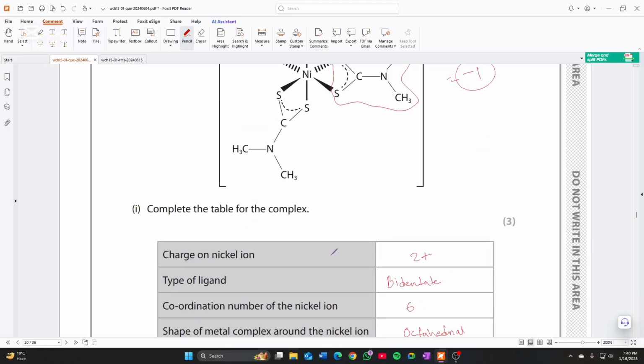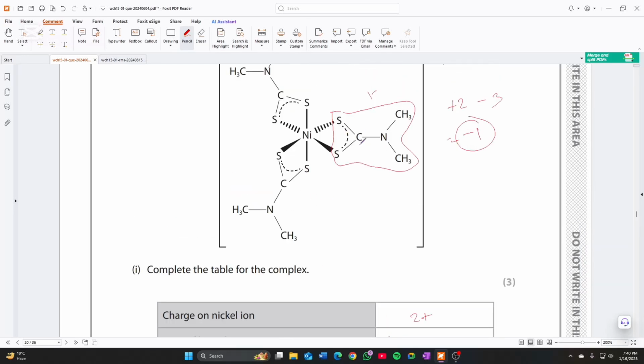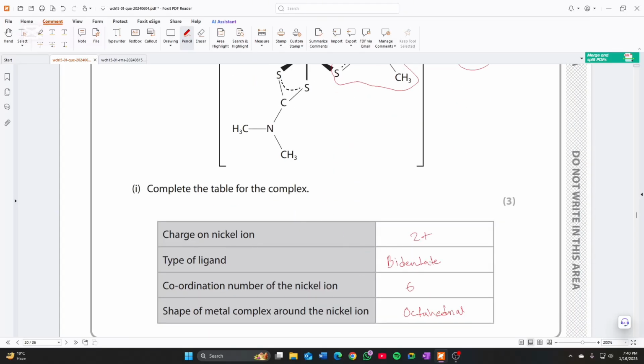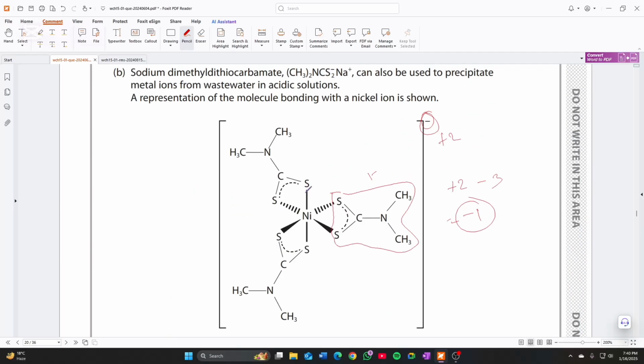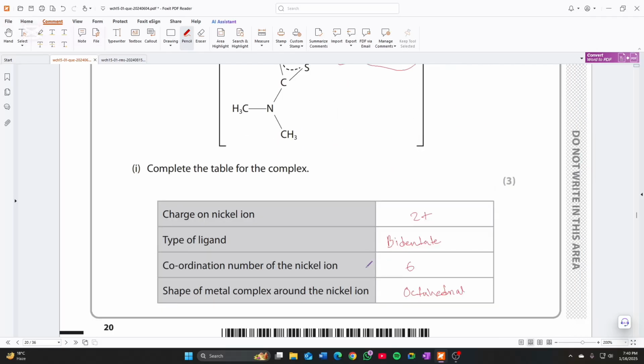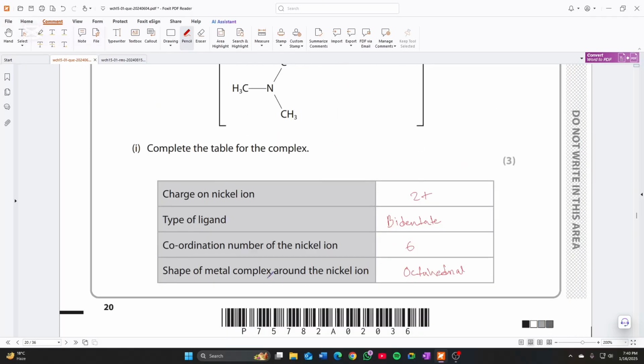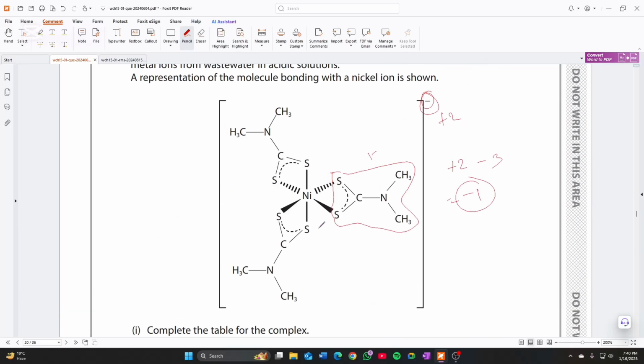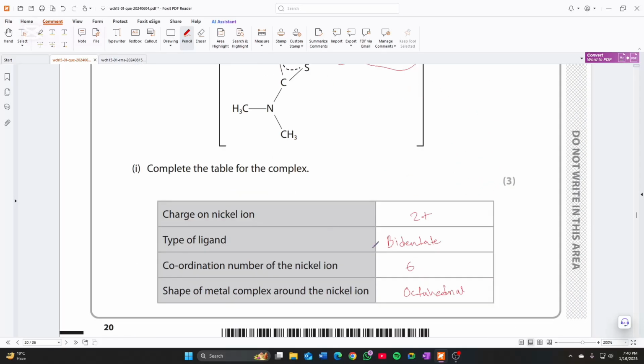What is the type of ligand? This is a bidentate ligand, since each of the ligands is bonded with two hands of the nickel. Therefore, it's a bidentate ligand. Then the coordination number of nickel is 6, and you can also find this out from here. Nickel is bonded with 6 different covalent bonds. So this is 6, and since there are 6 bonds, the shape of the metal would definitely be octahedral.